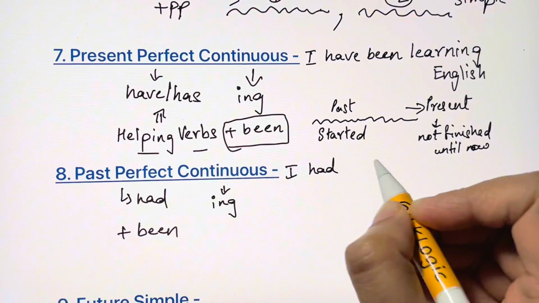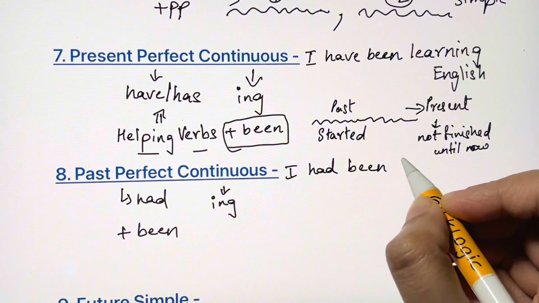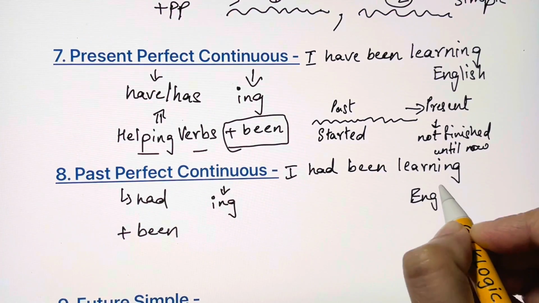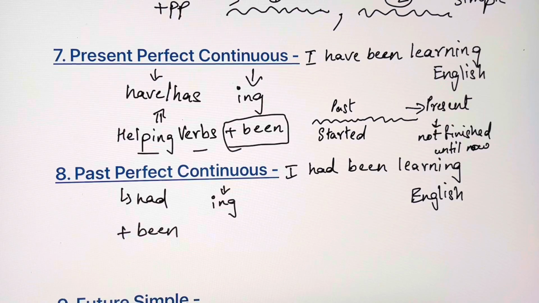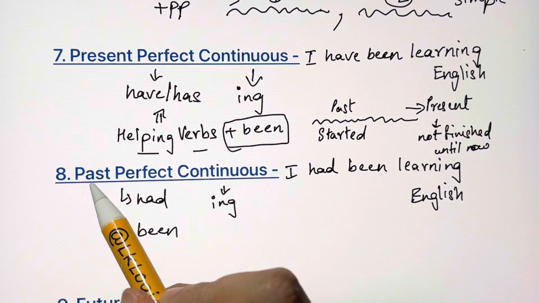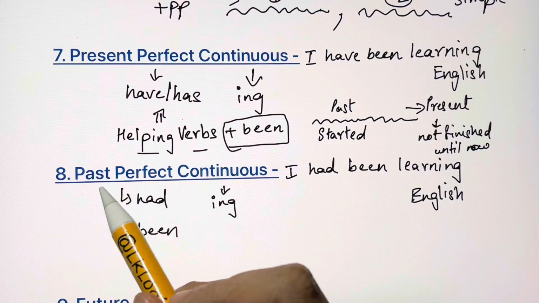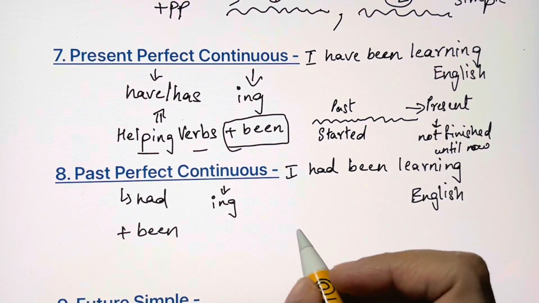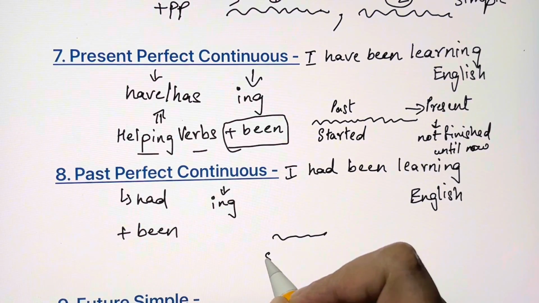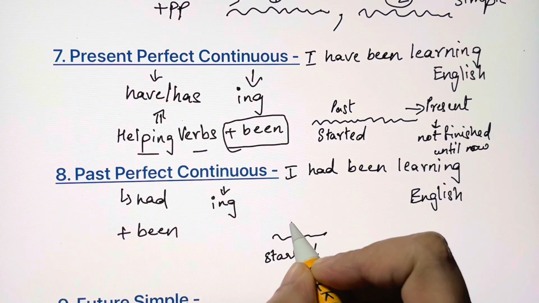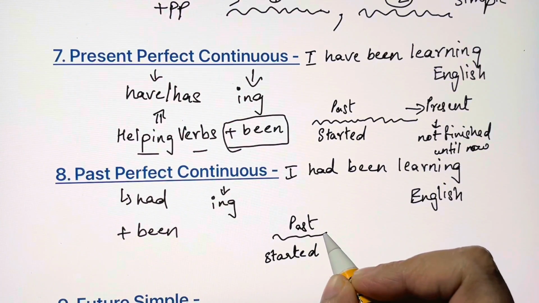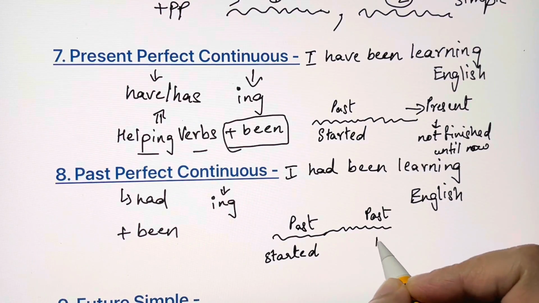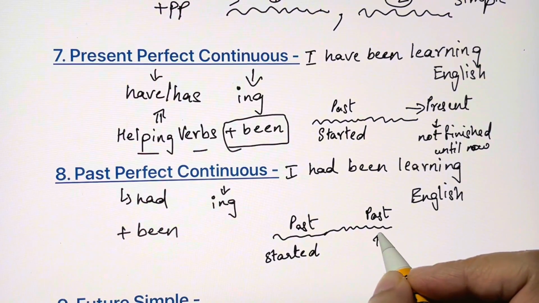So let's form our sentence. I had been learning English. Now, as you're talking about the past, everything is happening in the past here. I had been learning English shows that an action started in the past. When did it start? In the past. And it is continuing up till another time in the past itself. It's continuing. So everything is being done in the past only.